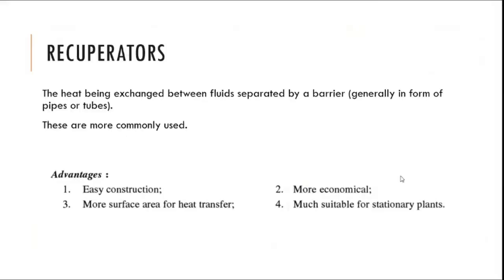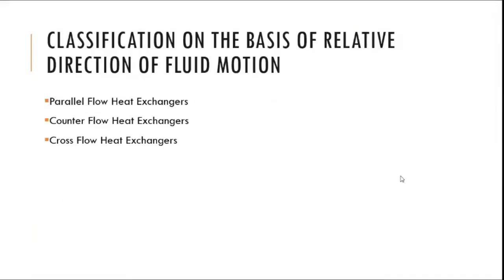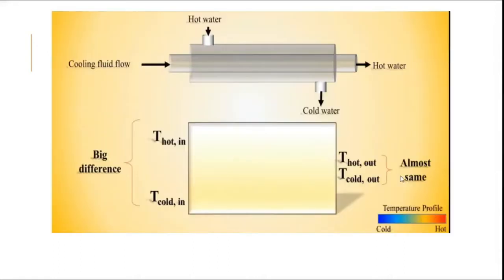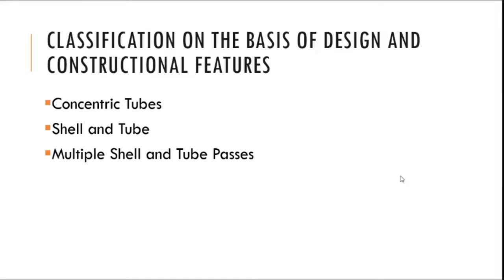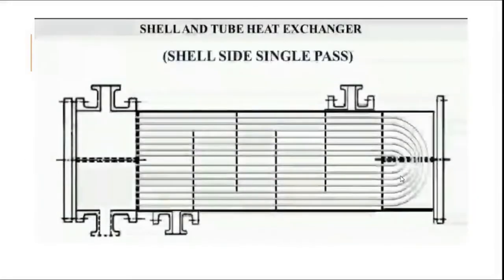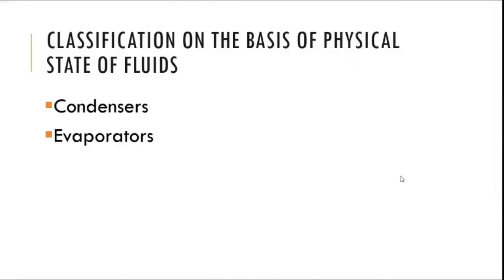Second, we had recuperators. Heat exchangers were classified on the basis of direction of fluid motion. So parallel flow, counter flow, cross flow. On the basis of design, they were classified as concentric tubes, shell and tube, multiple shell and tube passes. So we saw these cases with different animations.